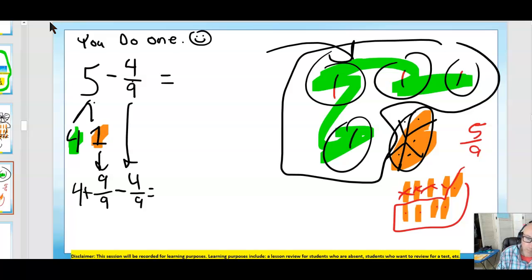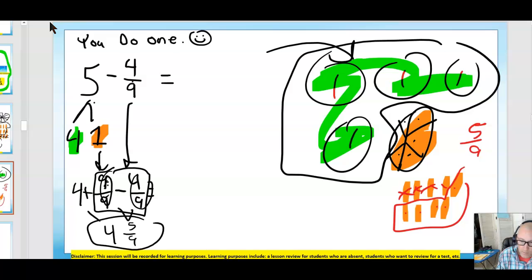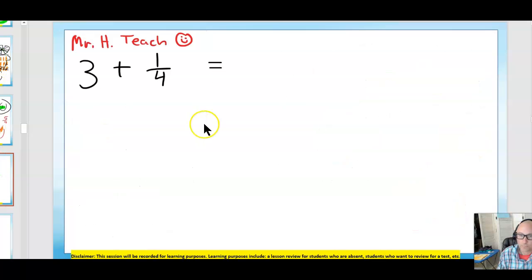So what we end up with is, we subtract here, 9 ninths minus 4 ninths is 5 ninths. And we still have the 4 whole pizzas. And there's our answer, just like we got it. See? 4 and 5 ninths.